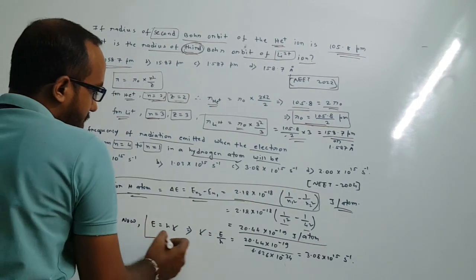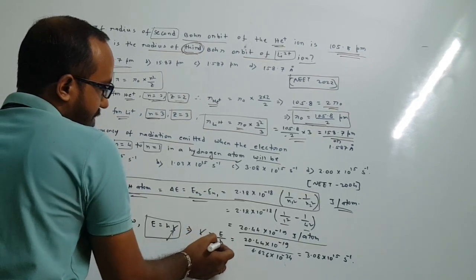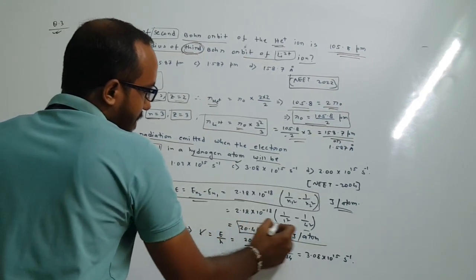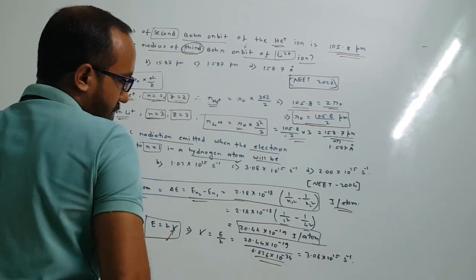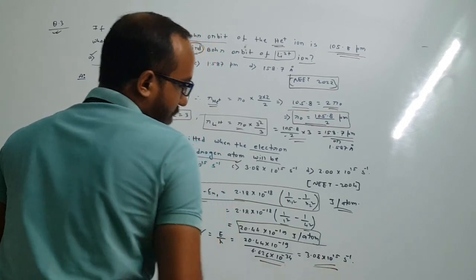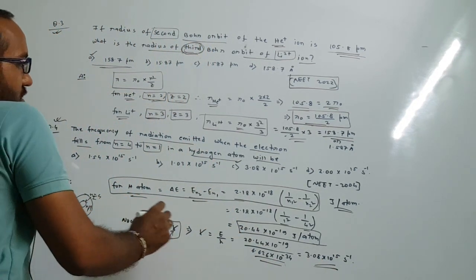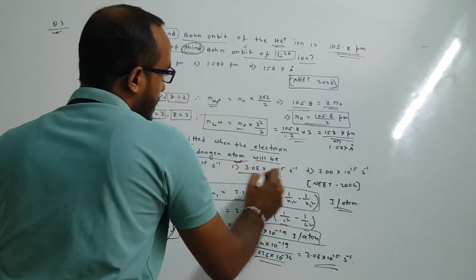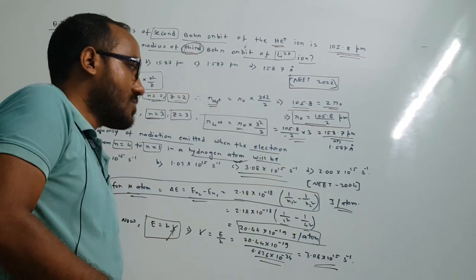Now we know energy E equals h nu, where nu is the frequency, and nu would be E by h. We know the value of E and we know the value of h, that is Planck constant 6.626 into 10 to the minus 34. Calculate and divide, you will get 3.08 into 10 to the power 15 per second. Option C is correct. These are NEET previous year questions.